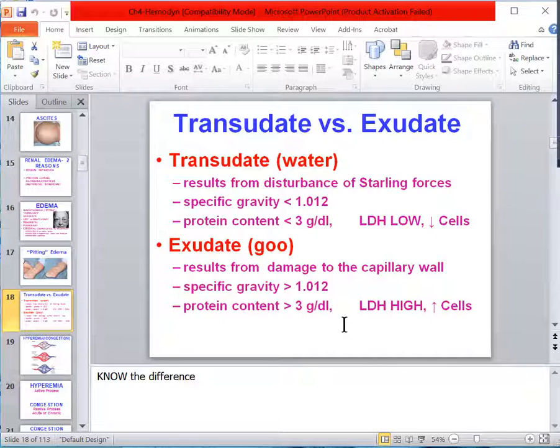And technically, if it's not just proteins that are leaking out, but it's cells that are leaking out, if you take it to the lab, they're going to tell you that there's a lot of cells. And cells have the enzyme LDH, so they might actually have a good amount of LDH activity inside of the exudate as well, in which there should be practically none in the transudate because there's no cells.